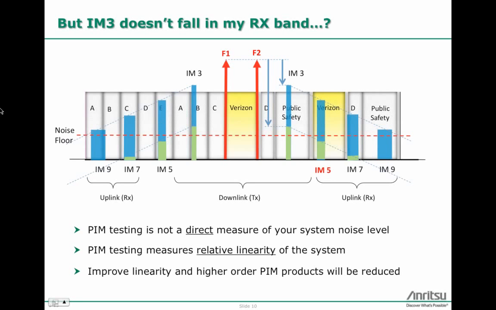And as I said before, we measure IM3, and so we're going to transmit frequencies that are going to generate IM3. So it's not really relevant whether or not IM3 falls in your specific frequency block. We're still going to use IM3 as a common method to measure the linearity of the system, with the understanding that if I can control IM3 to a known level, I'm also reducing all of those higher order intermodulation products and driving them below the noise floor of the system.